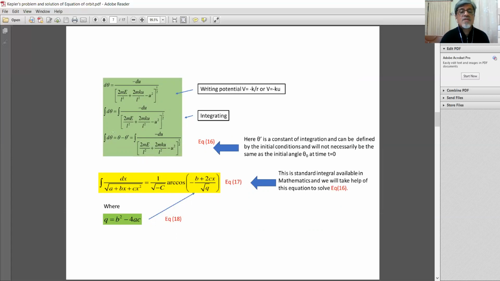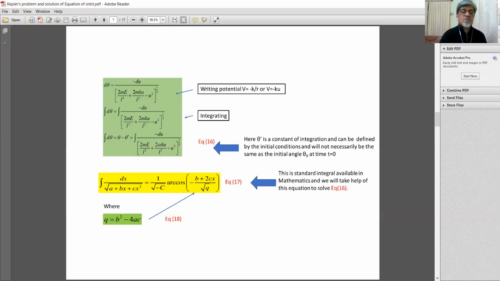Now, how to solve this equation number 16? This is an integration equation. Again, we take the help of mathematics. In mathematics, this integral has a standard form, or it can be compared with the standard form, and the standard form has a solution. In mathematics, standard integrations are available, and these standard integrations have solutions. So we can take ready-made help of these standard integral equations.